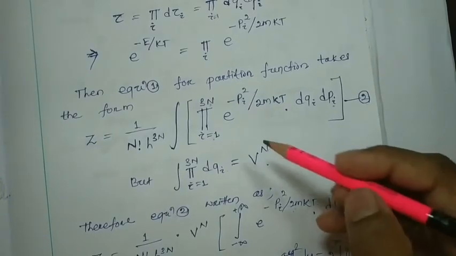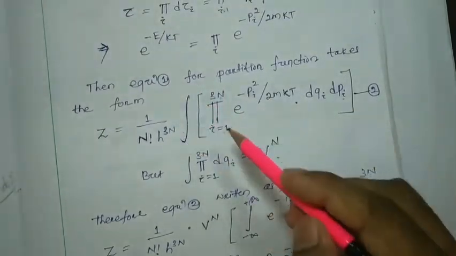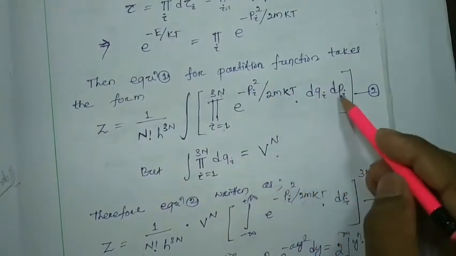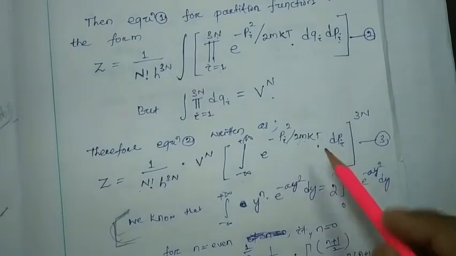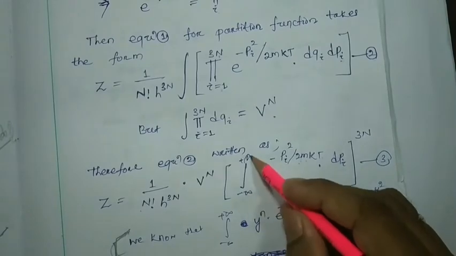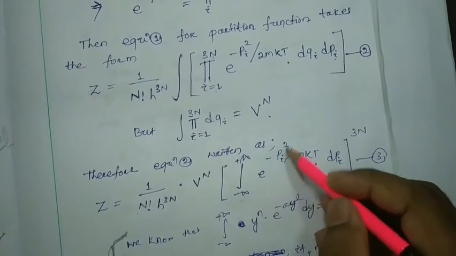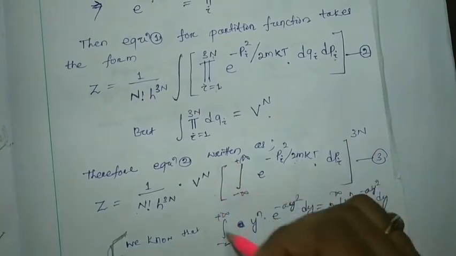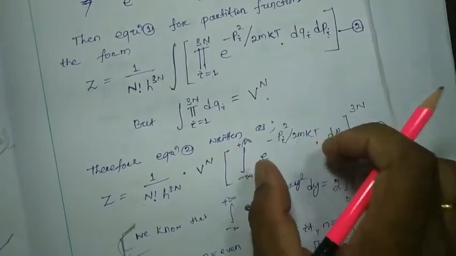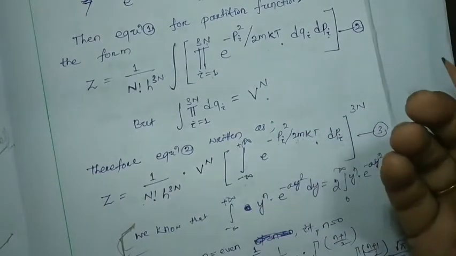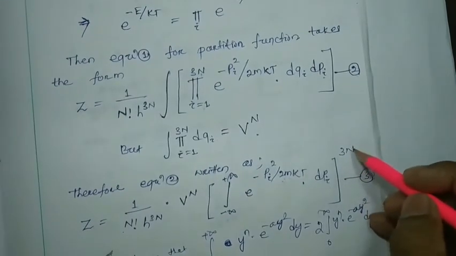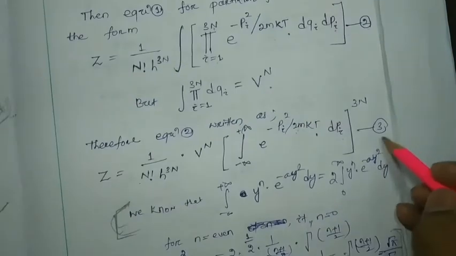The other term will be the integration for i equal to 1 to 3n of e to the power minus p_i square by 2m kT into dp_i. And this integration, as I told, is over all space, from minus infinity to plus infinity. So it is the integral of e to the power minus p_i square by 2m kT dp_i, whole to the power 3n. For each particle we get one term, so for 3n times we have to consider it, so it will be to the power 3n, right? Let this be your equation number 3.